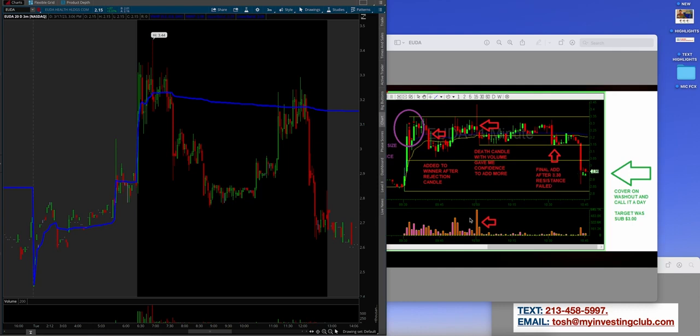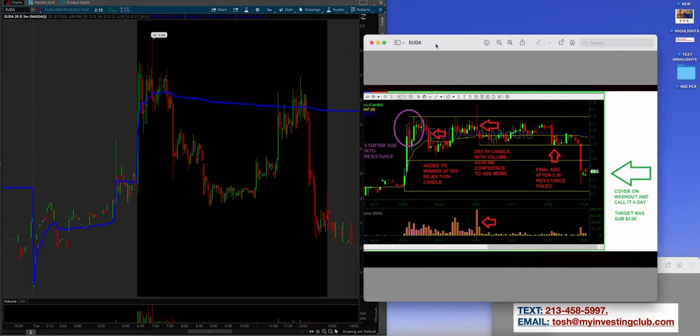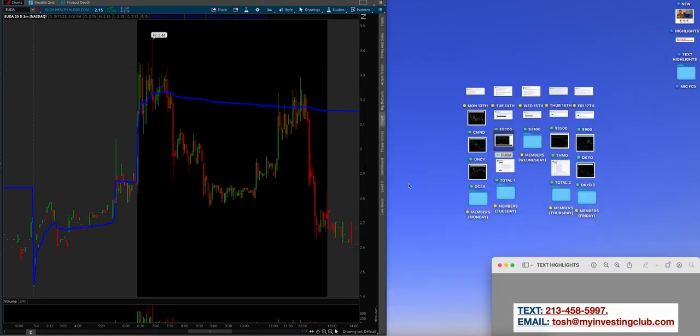So it's just a beautiful job, guys. There were a lot of indicators on something that's already parabolic. It's stuffed once, add to a winner when it's breaking. And then once you get that clarification of, wow, this is a lot of people trapped on the long side, it was kind of game over for confidence. So covered on the washout and called it a day. Target was sub three. Really, really good job, Alex.